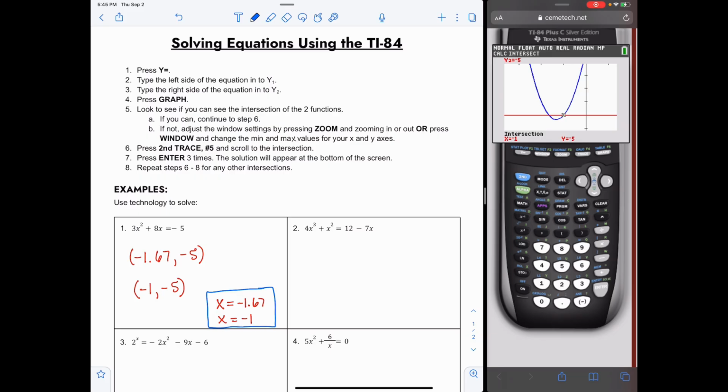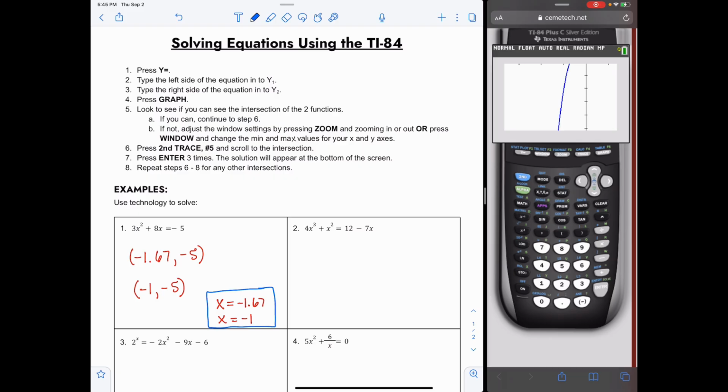All right, let's try number 2. So number 2, on the left-hand side, we have 4x to the 3rd power plus x squared. And on the right-hand side, we have 12 minus 7x. So when we graph this one, as you can see, I'm still zoomed in from the previous problem, but that is fine.